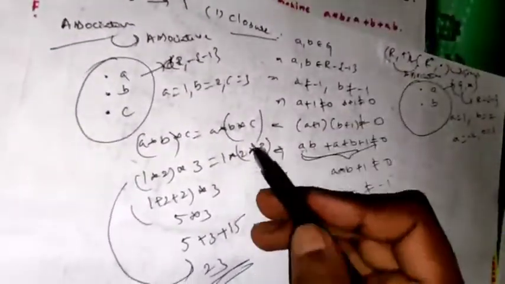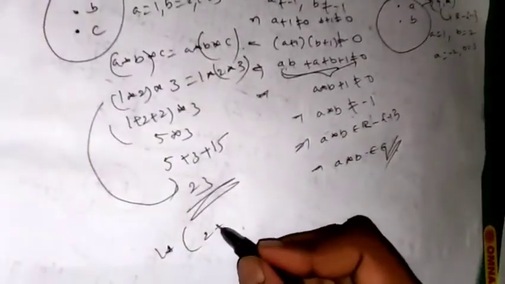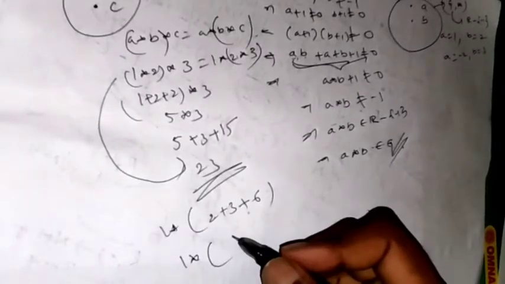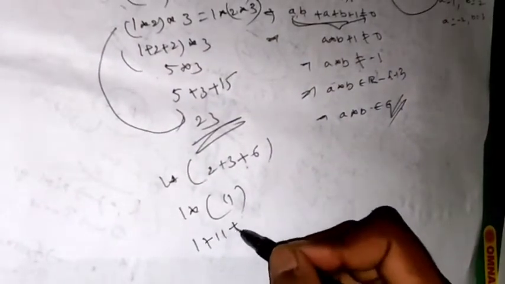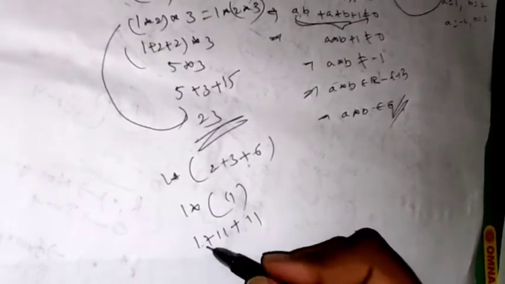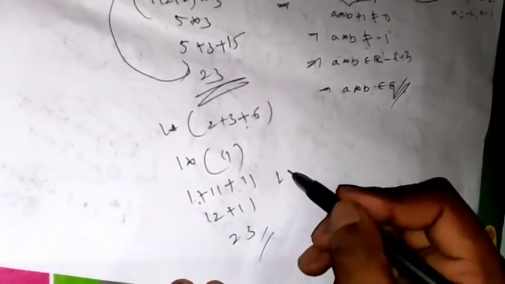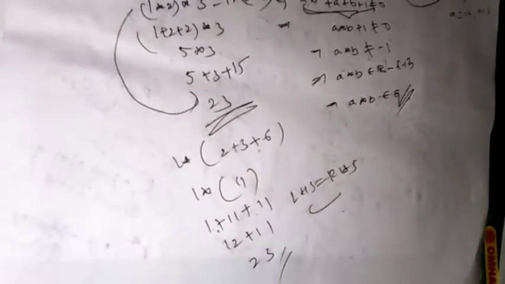1 star (2 star 3). Here 2 star 3 is 2 plus 3 plus 2 times 3, which is 6, so 11. That means 1 star 11, which is 1 plus 11 plus 1 into 11. 12 plus 11, we get 23 again. Here LHS is equal to RHS. Yes, this satisfies the associative property also.